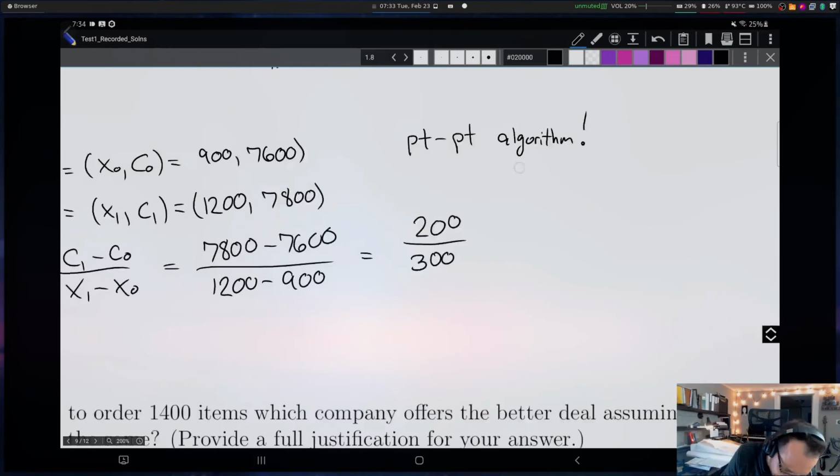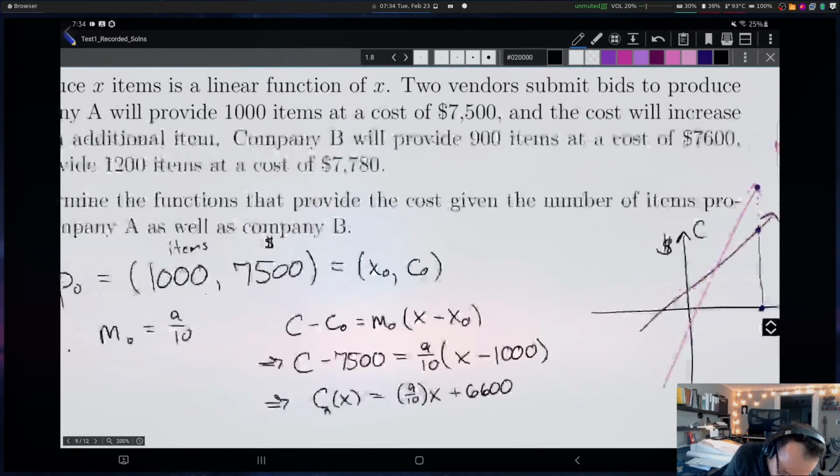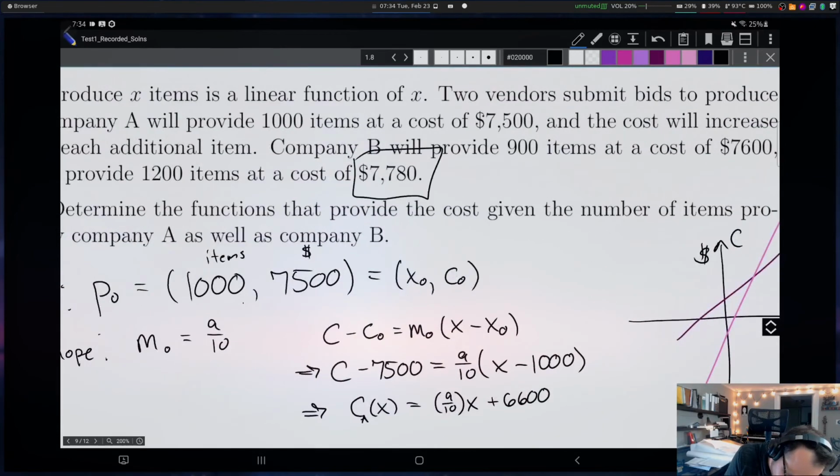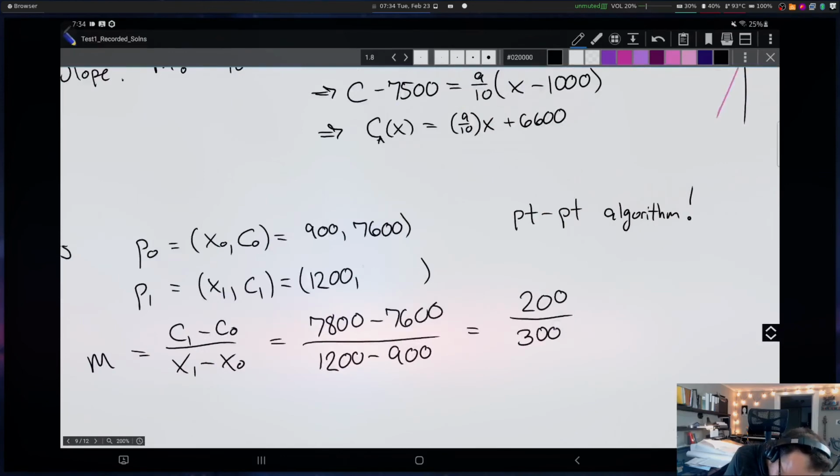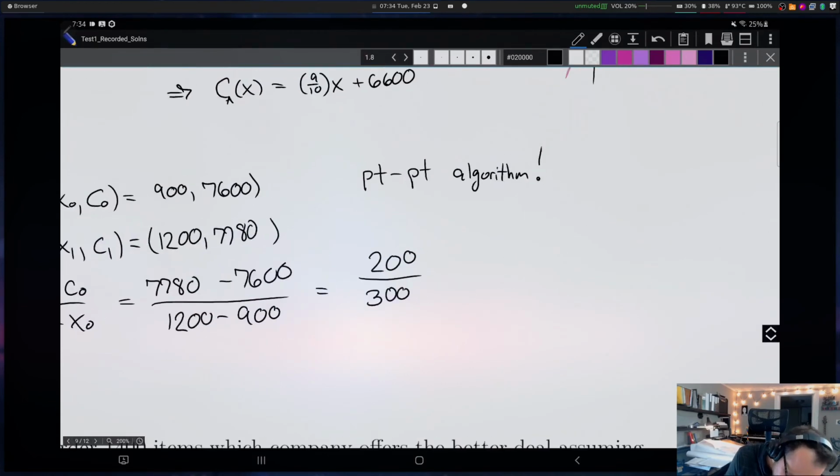Whoops, I see something went slightly wrong here. The output cost was 77.80, so let me just correct that really quickly. This output cost was 77.80, and that was our C1. So this should be 77.80, and so this ends up being 180 here.